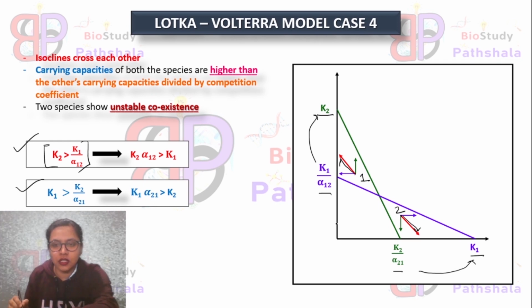So here the interspecific competition will be greater than the intraspecific competition, and after a short time period, or some time period, one species will be competitively excluded. So these are the 4 case studies on the Lotka-Volterra model which I have discussed.